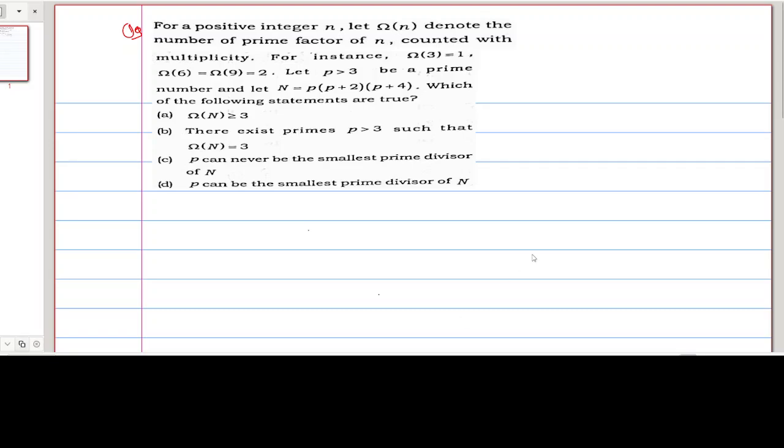Yeah, so today I would like to discuss one question based on number theory which occurred in CSIR. It tells you that for any positive integer n, omega of n denotes the number of prime factors of n, counted with multiplicity.